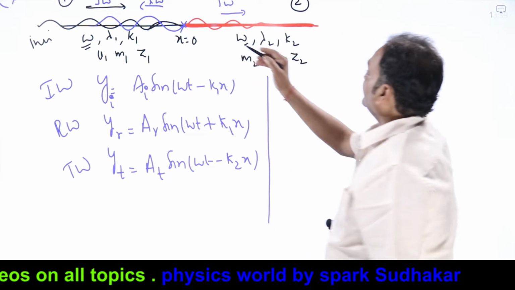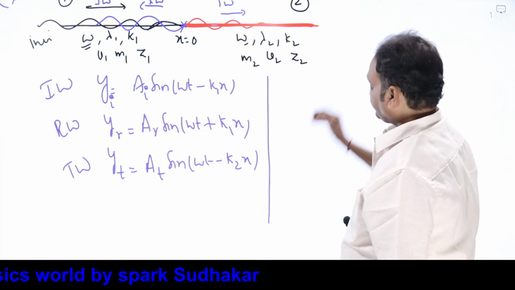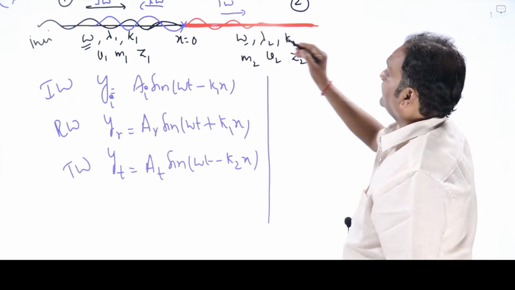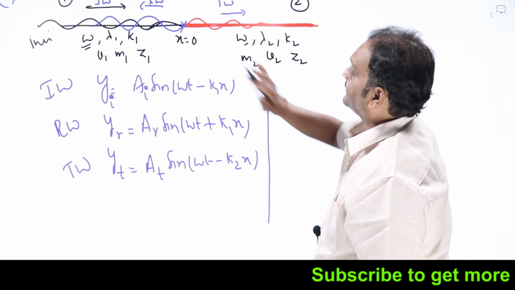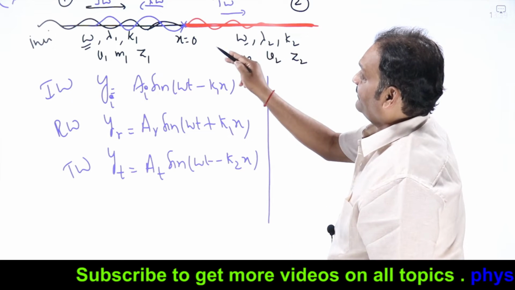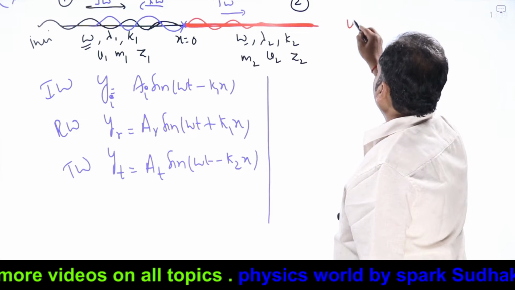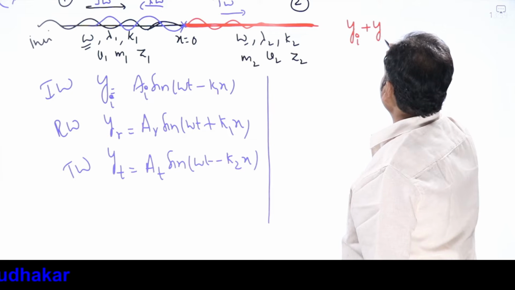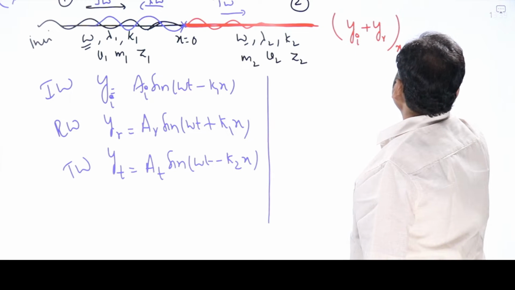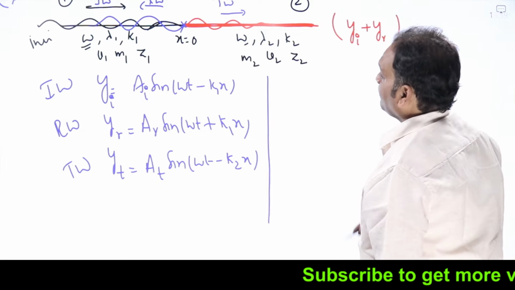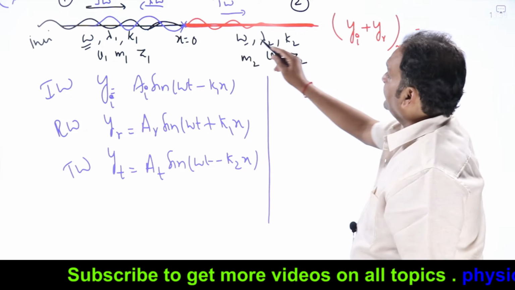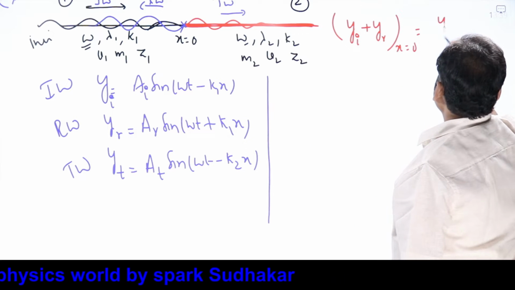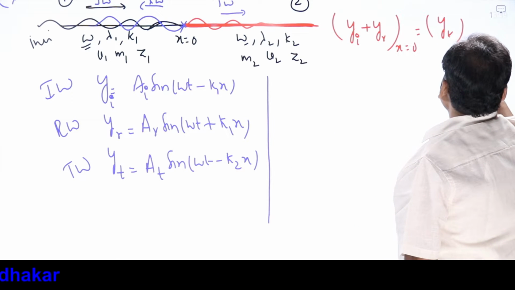Imagine the wave is like this. If it is not the same, how do I write? Total displacement due to all the waves on the left side: how many waves are there? Incident wave is there, reflected wave is there. Therefore, instantaneous displacement due to the incident wave plus instantaneous displacement due to the reflected wave at x equal to 0 must be equal to the total on the right side. There is only one wave on the right side, the transmitted wave. The instantaneous displacement due to the transmitted wave is yt at x equal to 0.